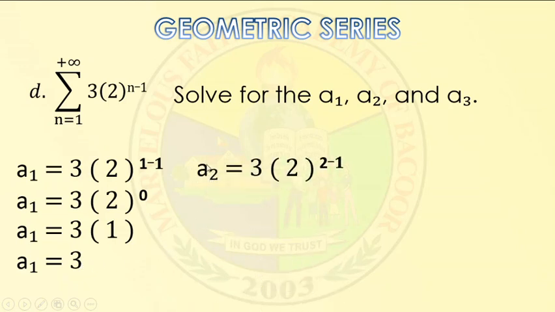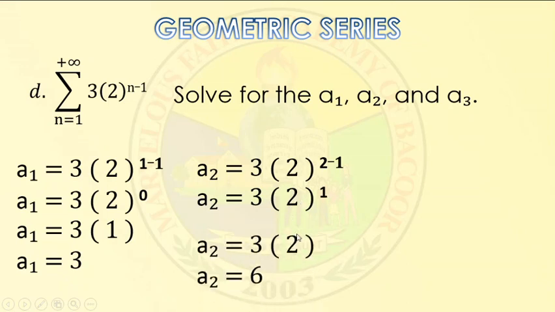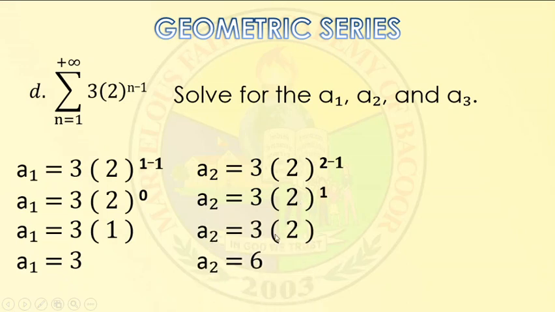Next, second term equals to 3 times 2 raised to 2 minus 1. Okay? So, the same process. Kaya natin pinalitan yung n natin ng 2 kasi nasa second term na tayo. So, 2 minus 1, the answer is 1. And 2 raised to 1, the answer is 2. Then, multiply natin 3 times 2, the answer is 6. So, ang second term natin dito ay equals to 6.